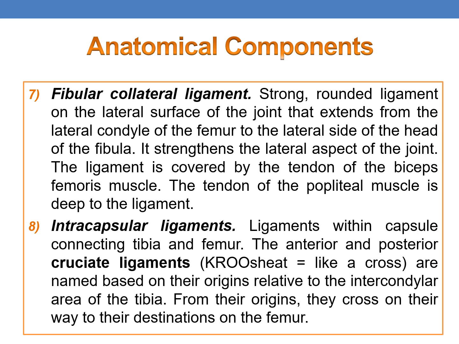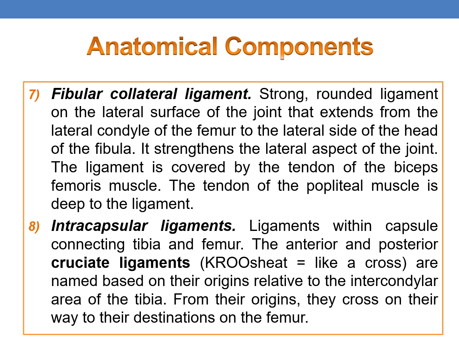The next is the fibular collateral ligament, a strong rounded ligament on the lateral surface of the joint that extends from the lateral condyle of the femur to the lateral side of the head of the fibula. It strengthens the lateral aspect of the joint. The ligament is covered by the tendon of biceps femoris, and the tendon of the popliteus muscle is deep to the ligament.